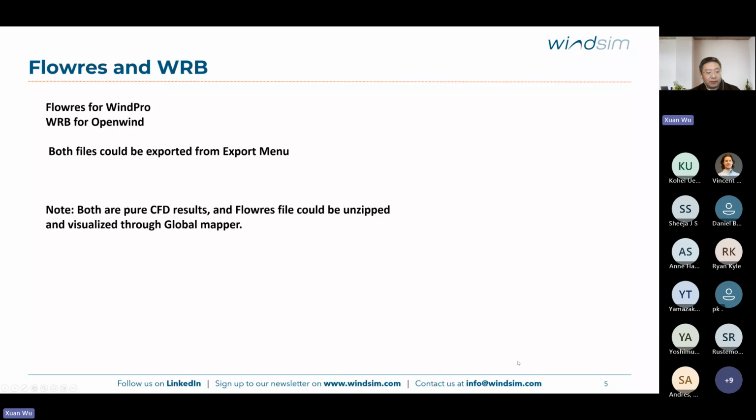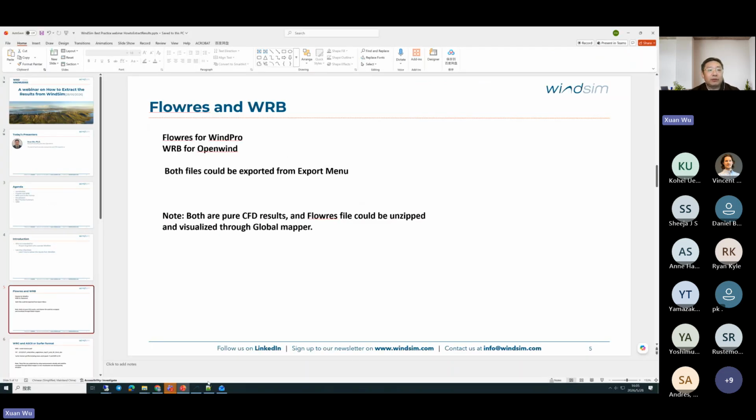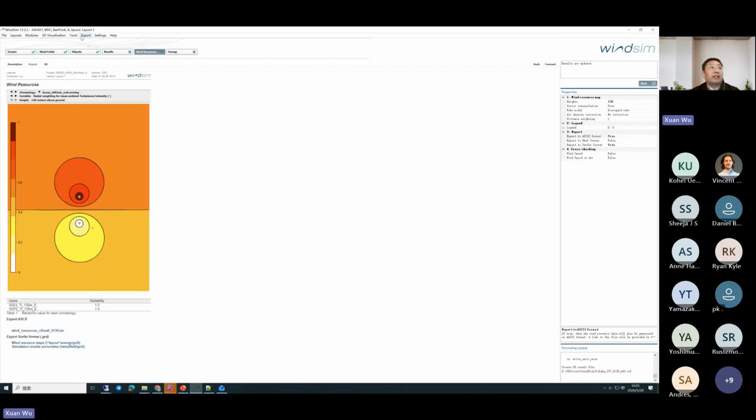This kind of result can be exported from the export menu here: export WindPro Flores file or export OpenWind WRB file. I would say the Flores file is more user-friendly. It is ASCII format, so you can check the content of this file. But the WRB file is a binary file. You cannot do anything on that, basically. At least I cannot do anything.